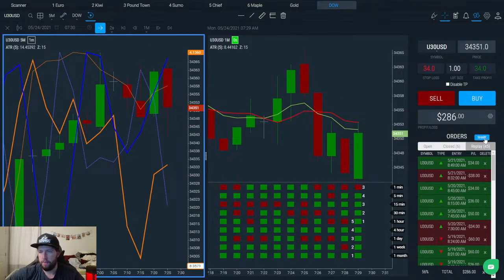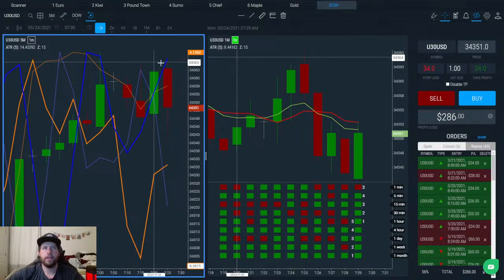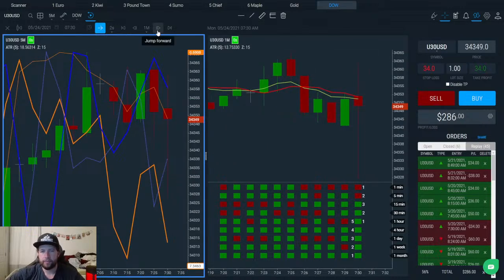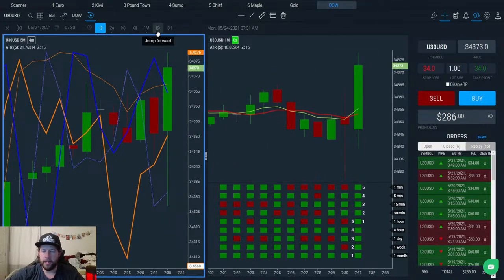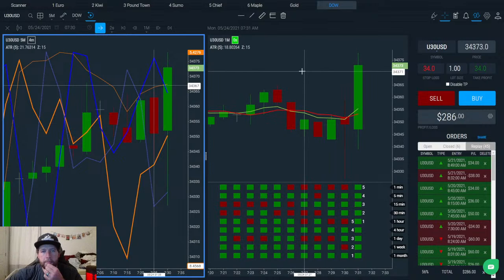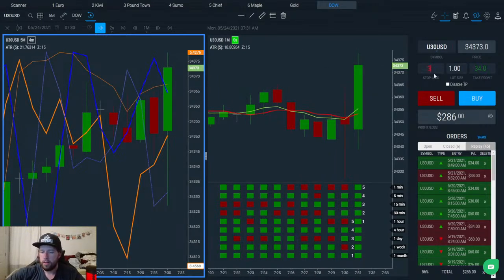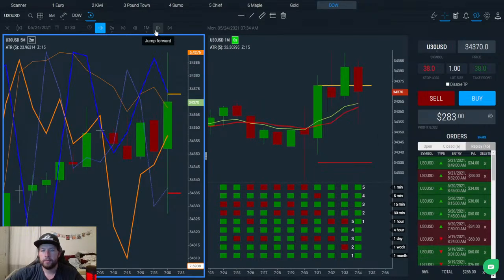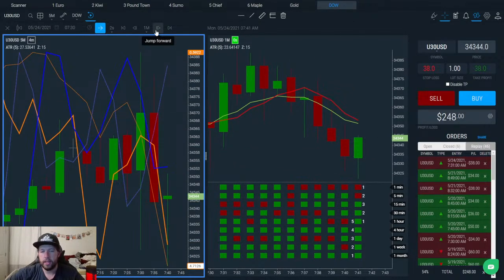56% now with 45 trades. Awesome. Assuming you're getting $100 per win and losing $100 per loss, you're making a lot of money at 56% with the number of trades that we're taking. 38. Another buy signal. Loses.